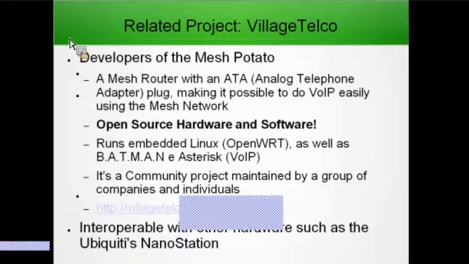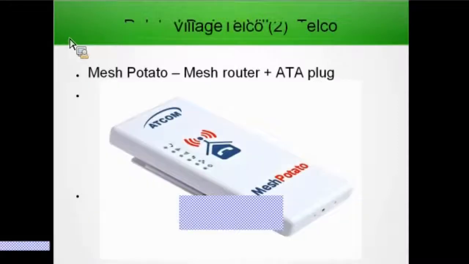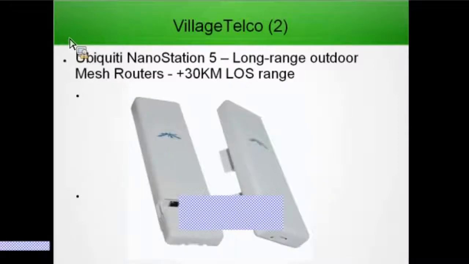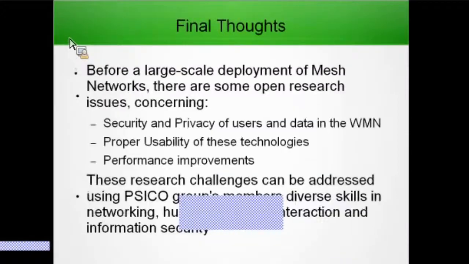The other technology we're working with is the Mesh Potato, which is built by the Village Telco project. It's open source hardware and software, which runs an embedded version of Linux, as well as Batman, which is the routing protocol, and Asterisk. Both are open source software with a long reputation of stability and quality. I'm going to show the equipment that we use. This is the Mesh Potato, the older version. Another equipment we use is the Ubiquiti Nano Station. These are the two equipments we use for building this kind of network.